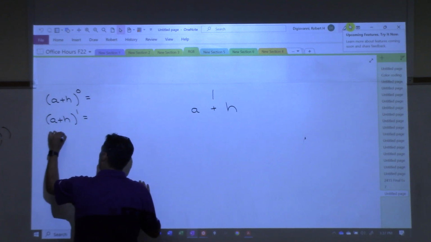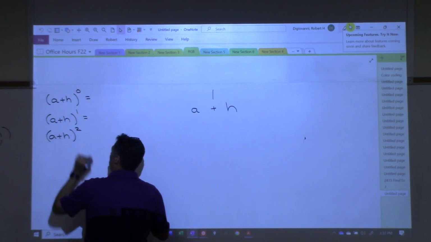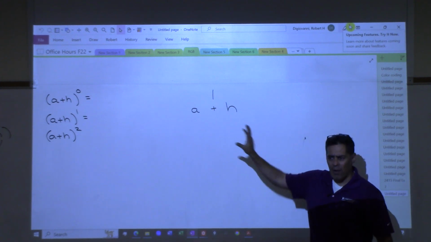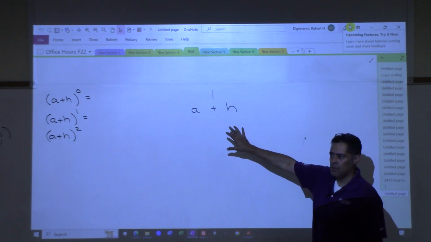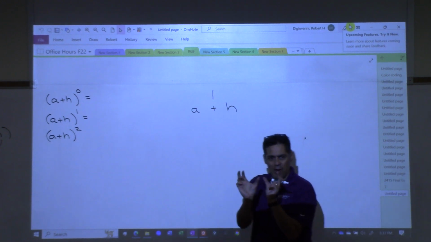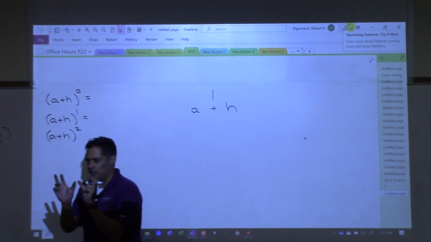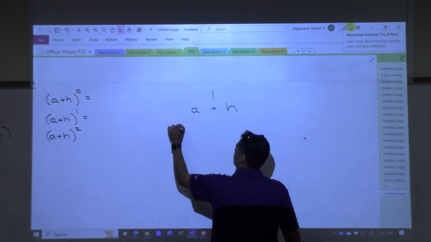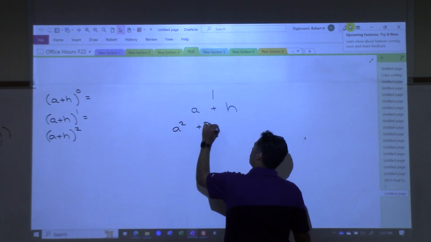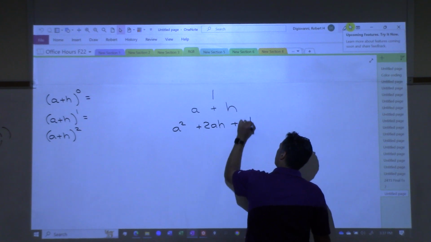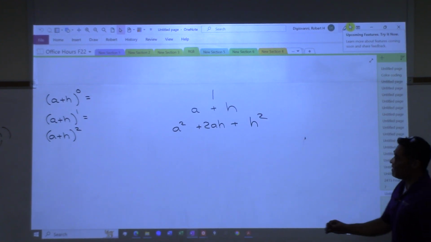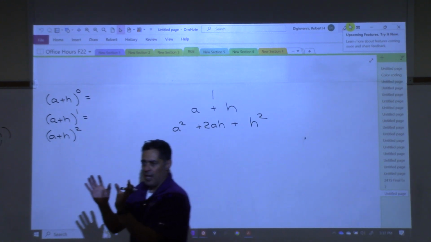Now, what's a plus h squared? So to do that, you would have to FOIL, right? Can I just write the answer without showing the work? Most of you have done a plus h squared before? Yes. It turns out to be a squared plus 2ah plus h squared. That's what you would get if you did a plus h times a plus h and FOILed.